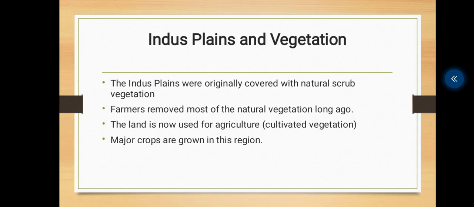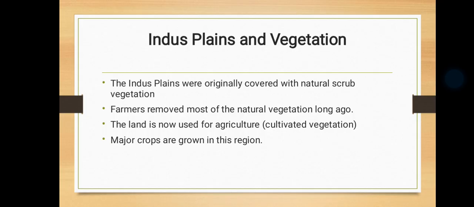The Indus Plain is one of the most important regions of Pakistan. In the past, this region was covered with natural scrub vegetation, which included bushes and grasses adapted to dry conditions. However, many years ago, farmers removed most of the natural vegetation in order to use the land for agriculture. And today, the Indus Plain is mainly used for cultivated vegetation, meaning plants that are grown by humans.